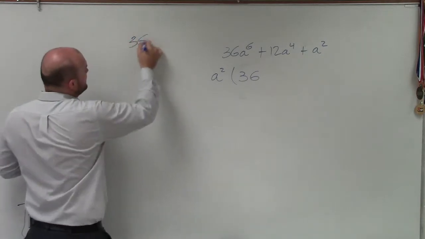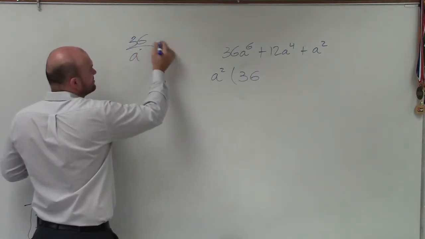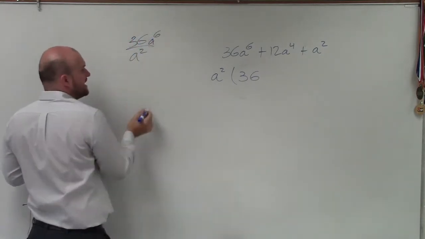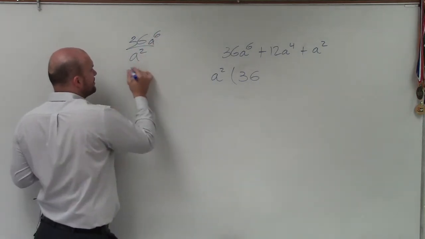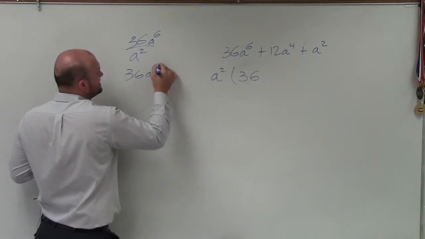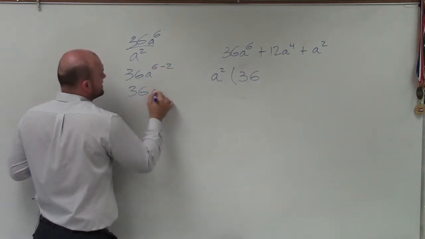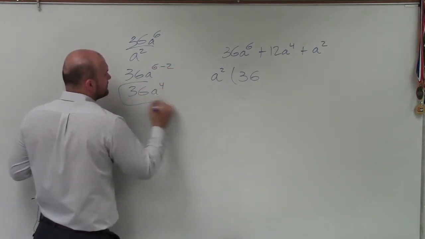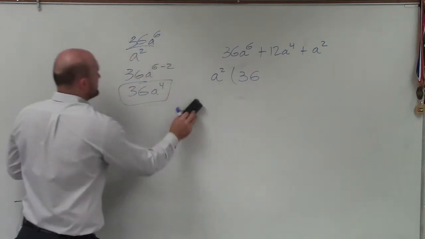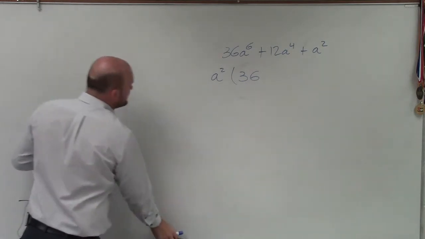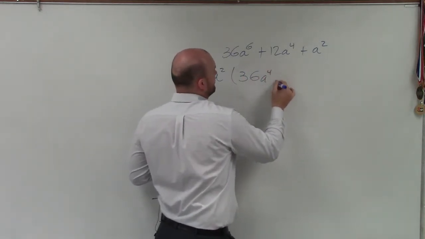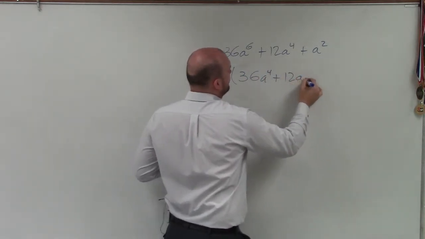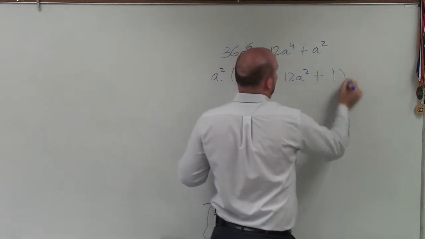Well, again, 36a to the 6 divided by a squared. What happens when we divide exponents? What we're simply doing is subtracting the exponents. So we have 36a to the fourth. So there we go, ladies. When you're factoring out that a squared, you're basically subtracting. So it'd be 36a to the fourth plus 12a squared plus 1.